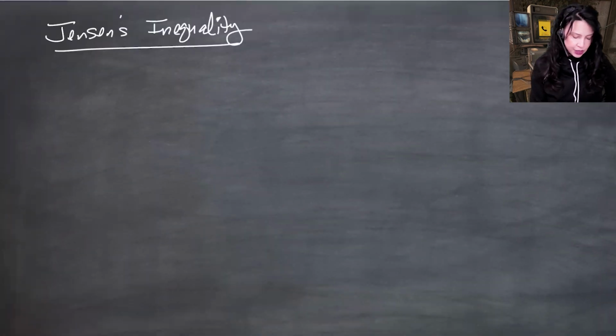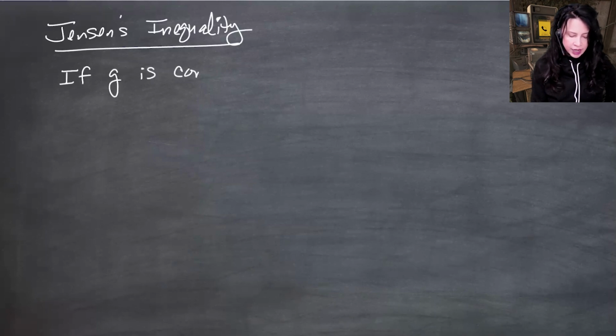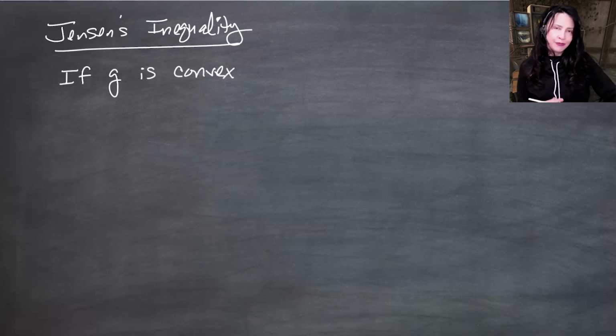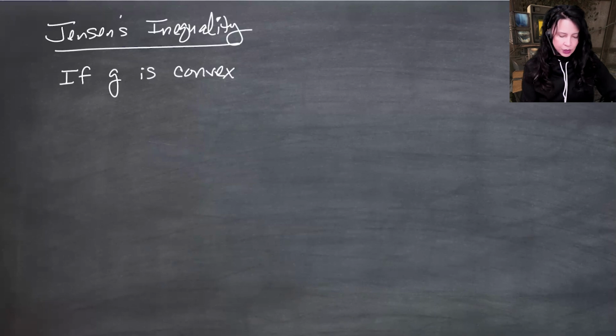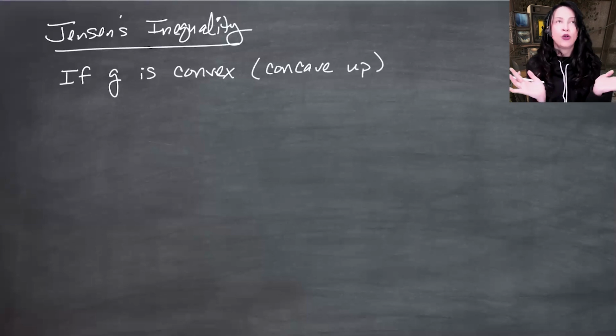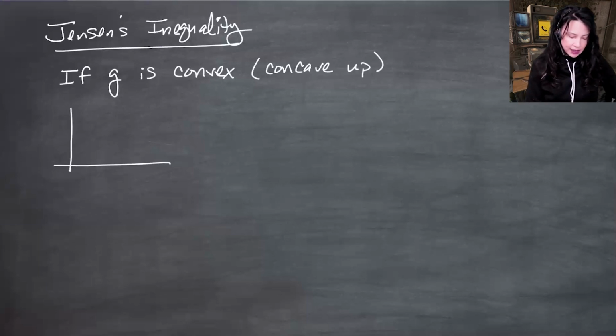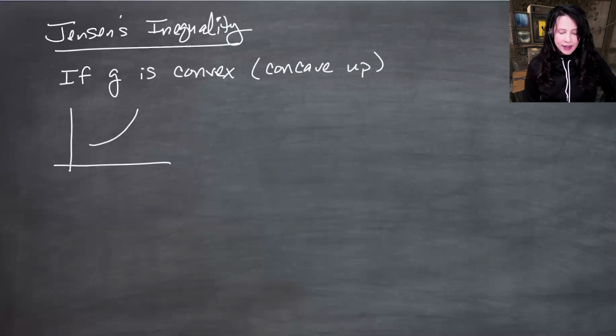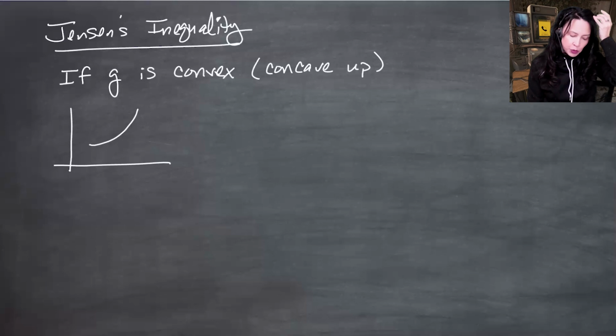This is something that's usually stated for convex functions. So if g is convex, and if you want to use your calculus terminology, this would be concave up, meaning it opens upward. So something like this, then we have a result. Now, the definition of convexity is not to do this with your hands. The definition of convexity is that if you look at any point on this curve and look at the tangent line, it is completely below or equal to the function g.